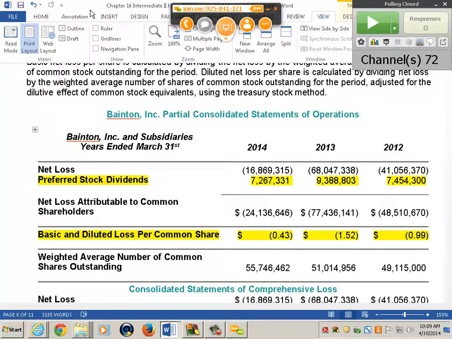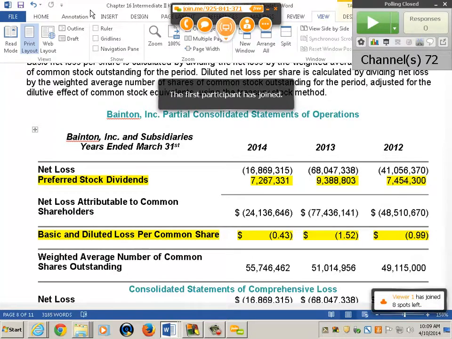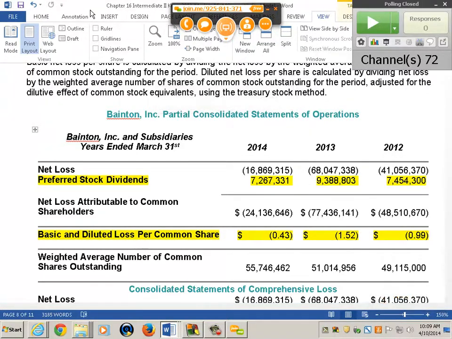Just to review, we test for anti-dilution at the continuing operations level. And the other important point is that preferred dividends will increase the net loss. So for any problem, any client, wherever you are, where you encounter earnings per share in the case where there's a loss, preferred dividends will increase that net loss. Okay. Now, that is it for EPS.